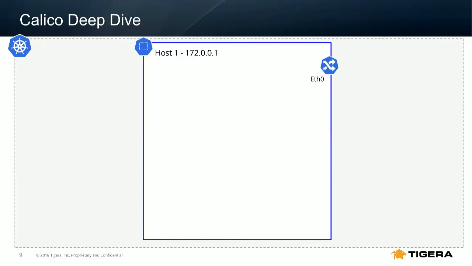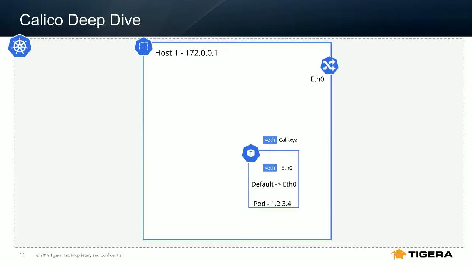At its basic level, we have a host, and we have a pod on said host. We're going to give that pod an IP, 1.2.3.4. So if we're on the host and we want to route to that pod, how do we do it? Well, the first thing that needs to get set up is what we could call a V pair, where the pod itself is going to have an ETH0 interface. We're going to have this paired up with a Kali interface on the actual host.